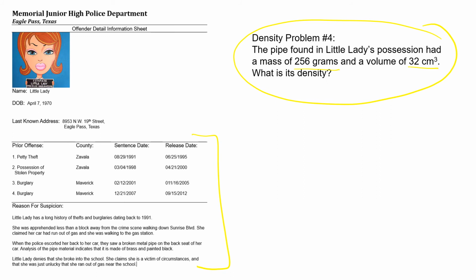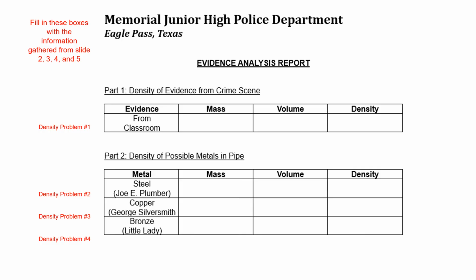So how is this going to help us? Well, whoever has the pipe whose density matches the density of the metal that was found in the classroom, bam, that is our perpetrator, right? Just like with Archimedes and how he was trying to figure out if the king's crowns were really made of gold. He found the density of the crowns, and if they matched the density of gold, then he knew that the crowns were actually made of gold.